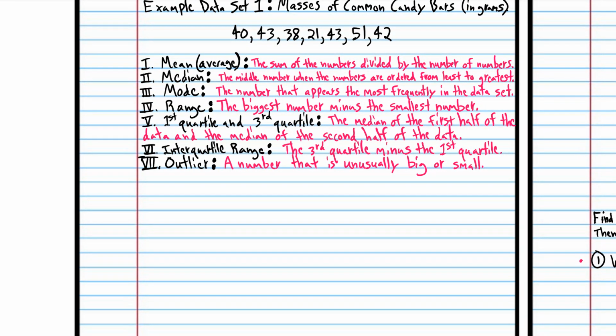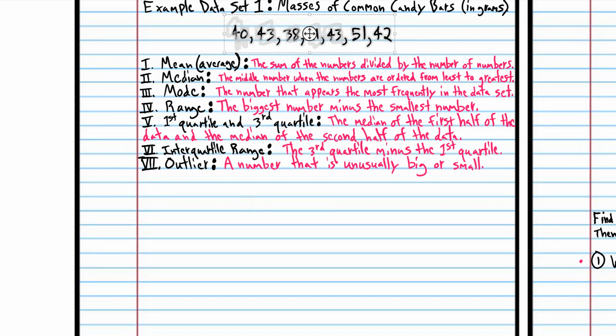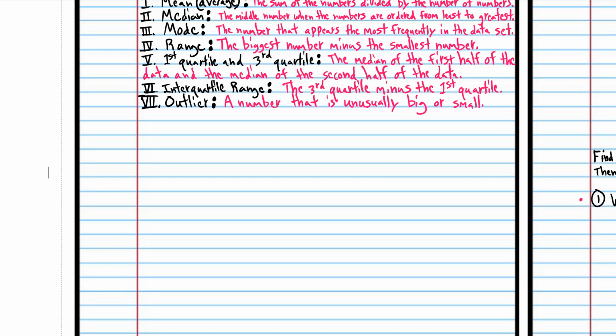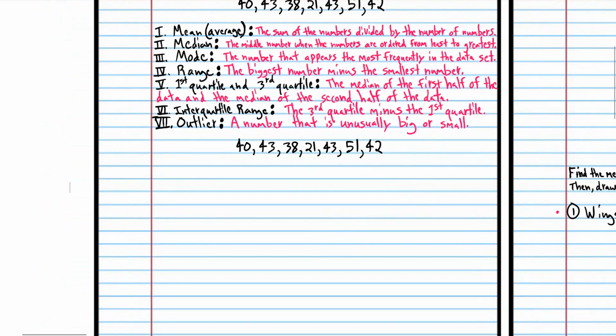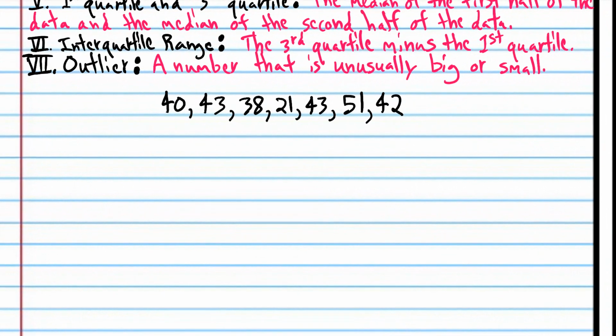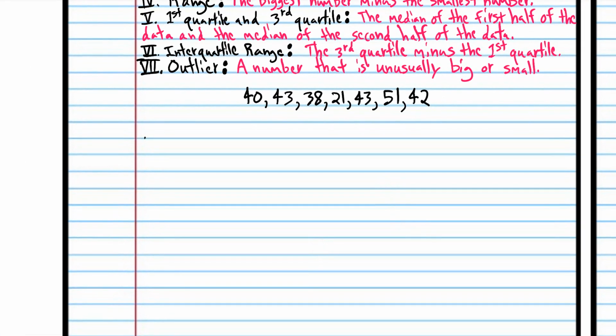So actually, I'm going to copy this data set, and I'm going to bring it down here so I don't have to keep scrolling up there. All right, so we're going to add up all the numbers and divide by 7. So the mean is equal to (40 plus 43 plus 38 plus 21 plus 43 plus 51 plus 42) divided by 7. So that's all we have to do to find the mean.